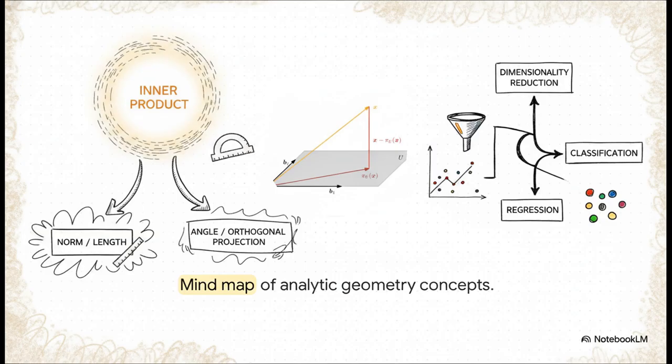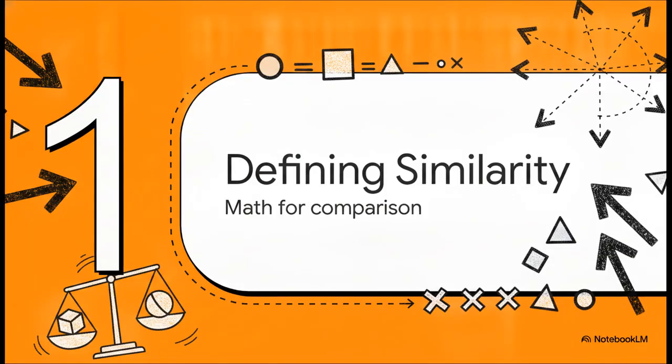Take a look at this visual map for a second. Notice how absolutely everything cascades from one single core concept, the inner product. From the inner product, we cascade down to norms and lengths, which then lead to angles and orthogonal projections. And as you'll see, these geometric engines directly drive the dimensionality reduction, regression, and classification algorithms we use all the time.